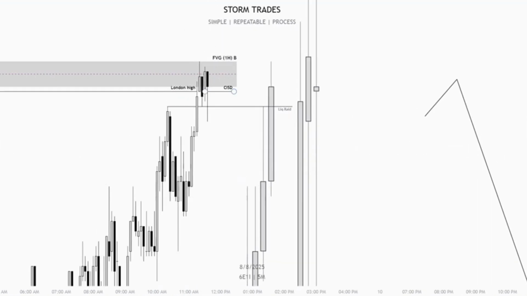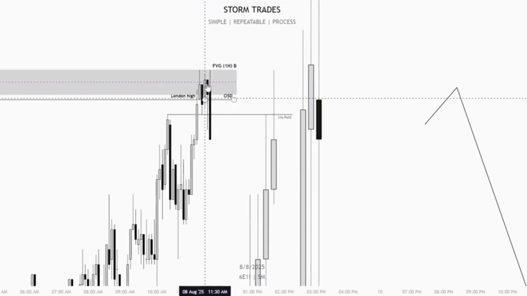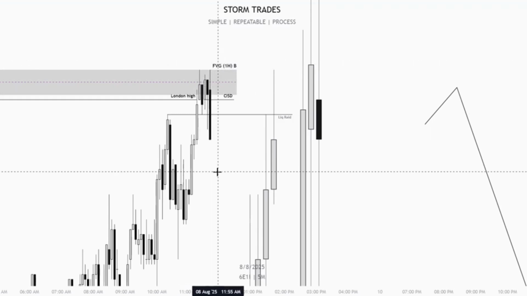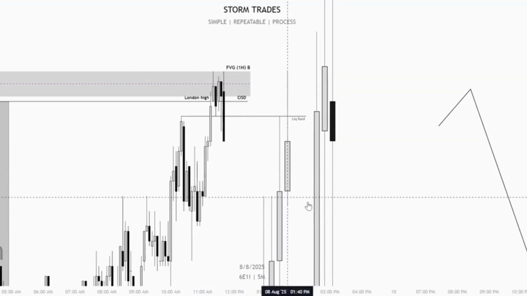So mark this off right here as this would be the change in the state of delivery after this next candle. See right there, this was the last up close candle prior to the move, prior to the displacement move lower.